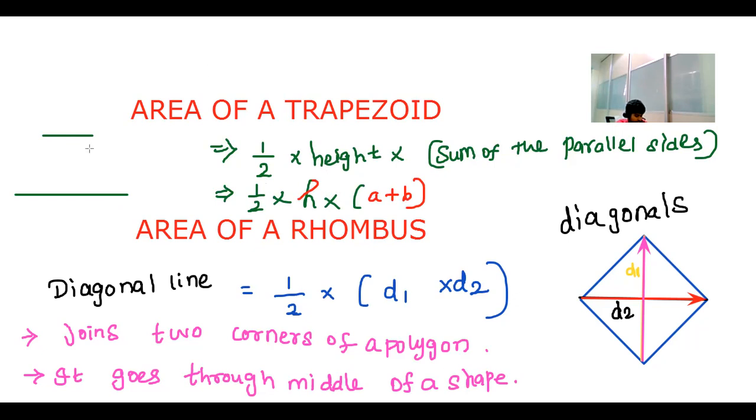I'll show you in the diagram. Let's take this side as a and the bottom side as b. So you need to add their lengths, their parallel sides. The top line and the bottom line are parallel to each other, isn't it? So you have to add them. And height, what is height? Here, this perpendicular line, this pink line is height. That is height.